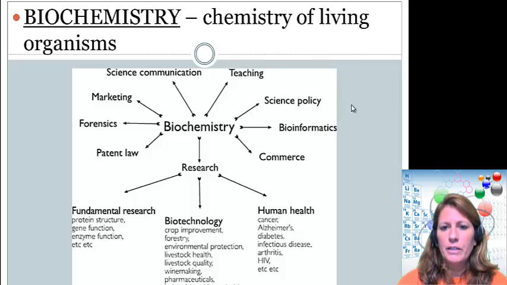Okay, the first term we're going to look at is biochemistry. Bio means living or life, so biochemistry is the chemistry of living organisms. Now, I'm not going to ask you any questions about this diagram. I just wanted to point out how important biochemistry is. Just looking at the research aspect, it ranges from determining a cure for cancer to livestock health, etc. If you want to take a look at this, that would be fine.